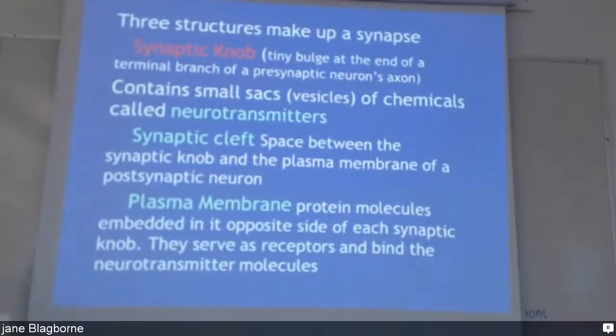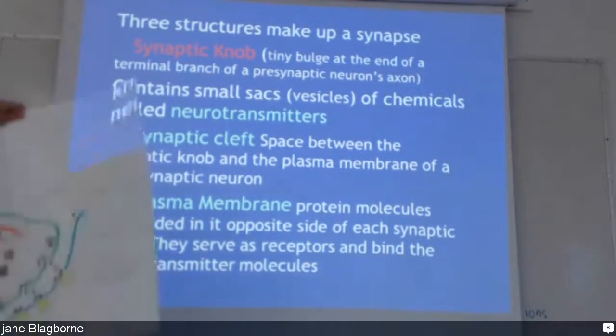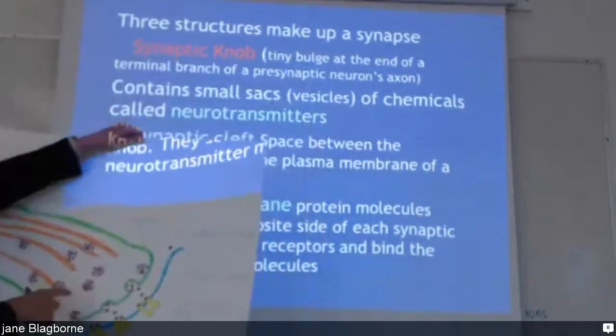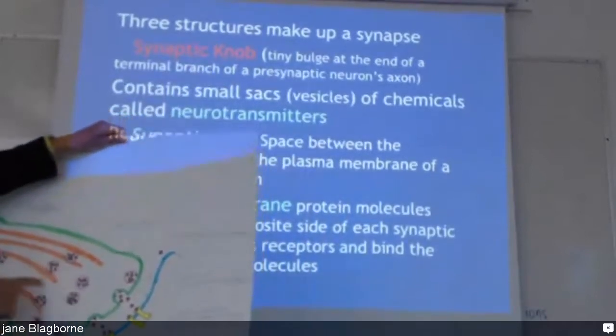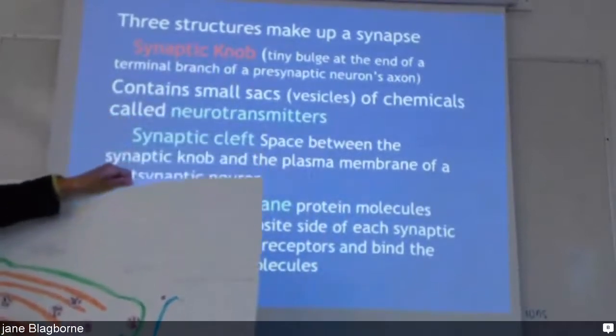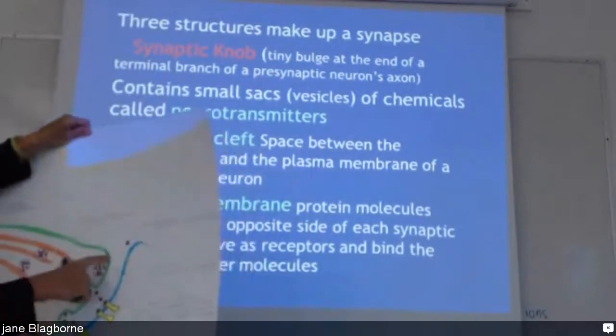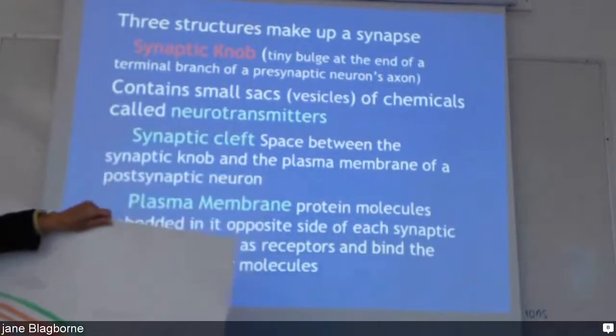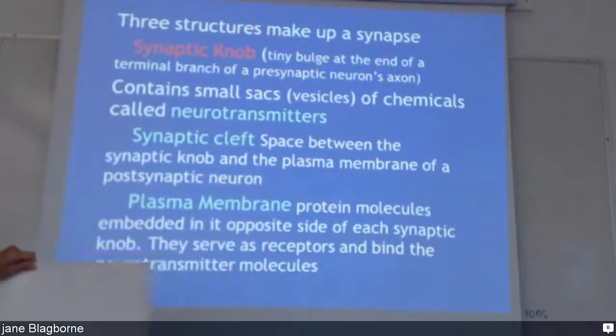Structures that make up the synapse are the synaptic knob, which is this knob down here. The small sacs that are called vesicles of chemicals, which are the neurotransmitters. The synaptic cleft, which is the piece in here. And the plasma membrane. So they serve as receptors. I'll just let you guys read through that.